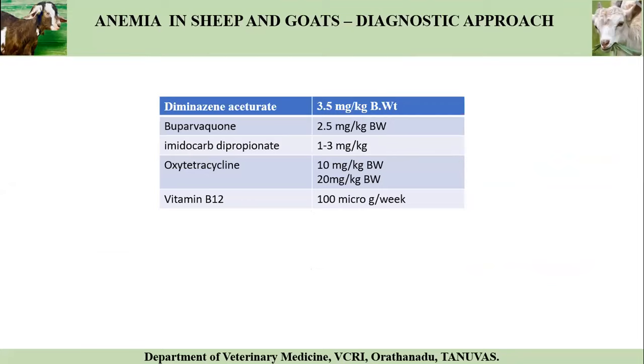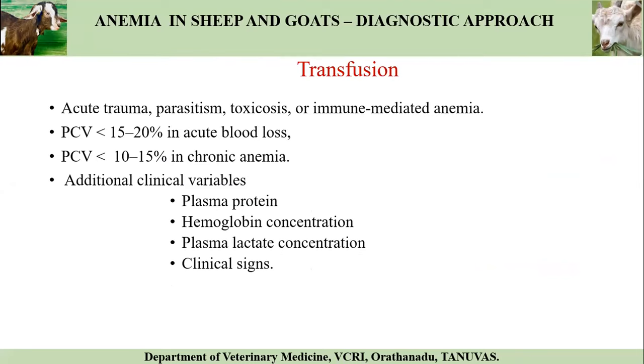What are the things we are going to do for anaplasmosis, babesiosis, and filariosis? Specific drugs. Along with that, we can give vitamin B12, 100 micrograms per week. Next, we are moving to transfusion medicine. At which stages can we transfuse?